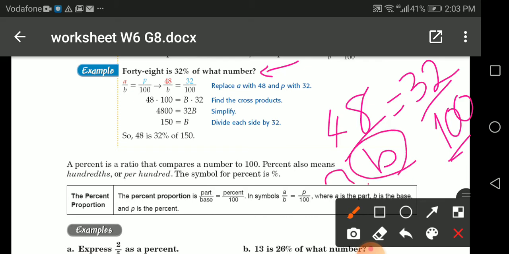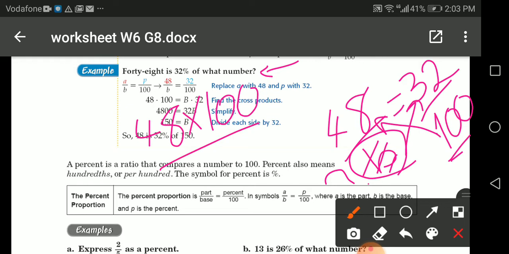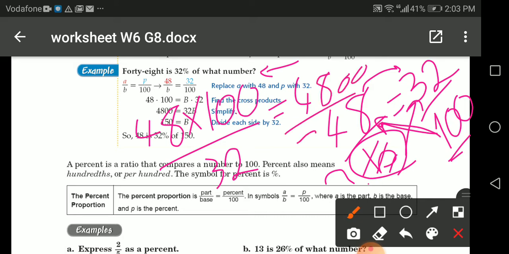So it's easy now. Yes, so I'm going to make cross multiplication, and b now is hidden. I want to multiply here 48 multiplies 100 all over 32. So 48 times 100, and I will add here the zeros, then divided 32. You have here 4800 divided 32 gives you what?